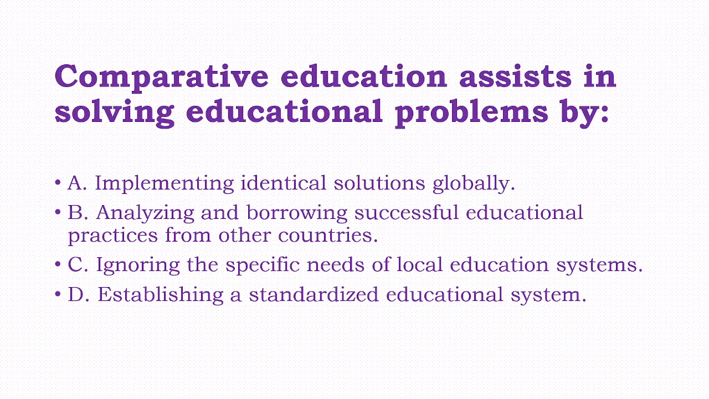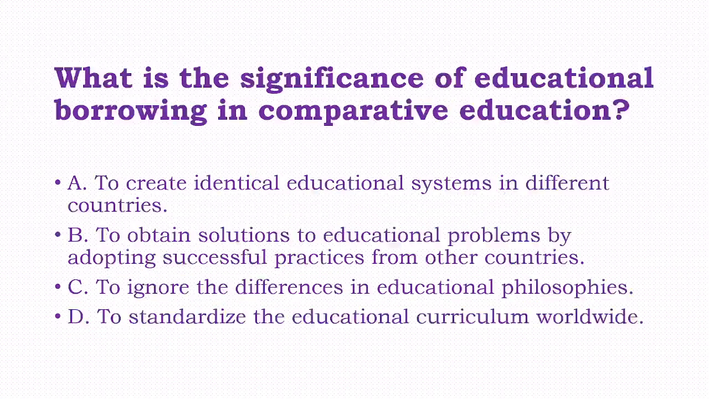Next, comparative education assists in solving educational problems by options: implementing identical solution globally, analyzing and borrowing successful educational practices from other countries, ignoring the specific needs of global education systems, establishing a standardized educational system. Answer of this question is option B, that is analyzing and borrowing successful educational practices from other countries.